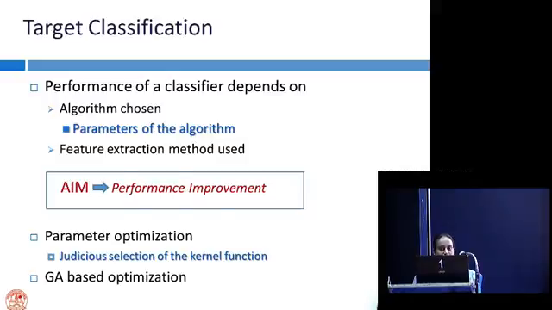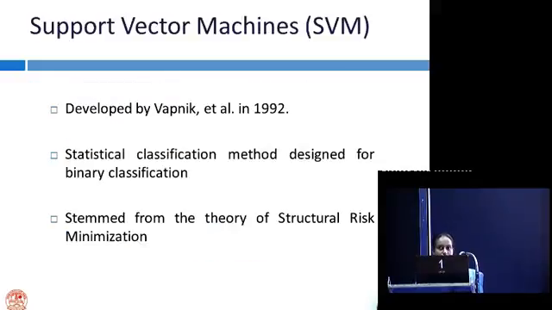Support vector machine classifier is a supervised classification technique and a statistical classification method basically designed for binary classification. It stems from the theory of structural optimization and it was developed back in 1992.